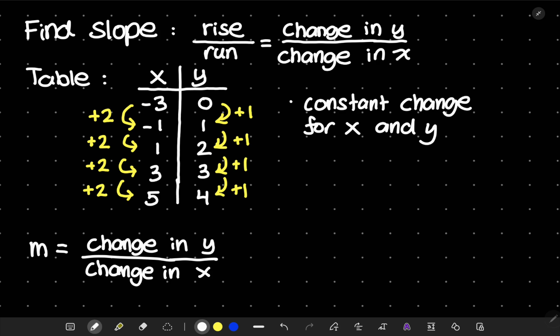Let's look at the change in y. How much is y consistently changing as I look at the different values? Well, we can see here we have a +1 across all of them. So that's exactly what we're going to do.